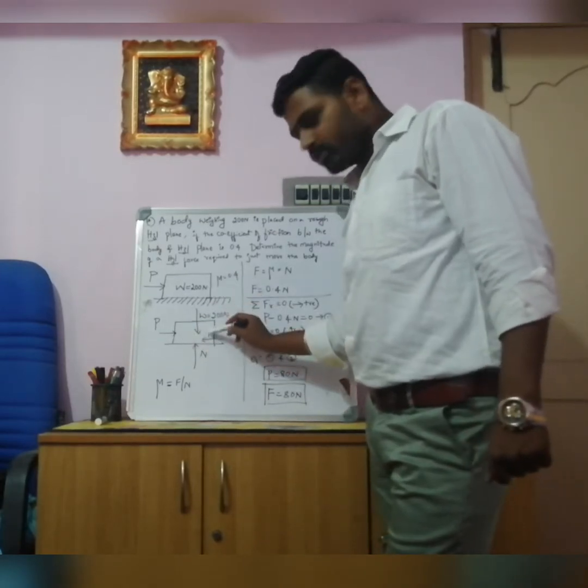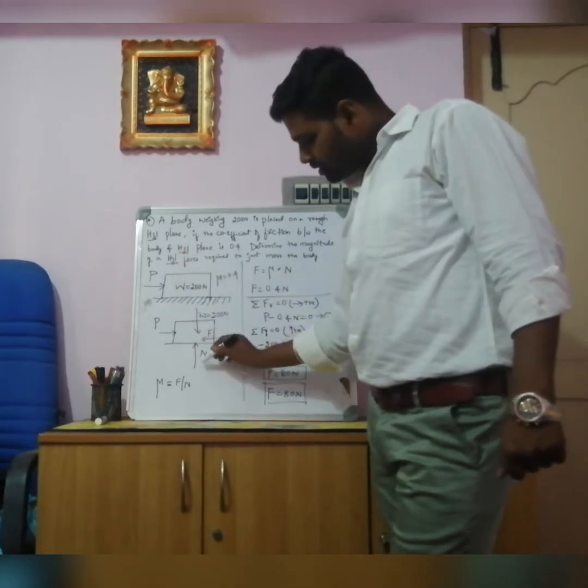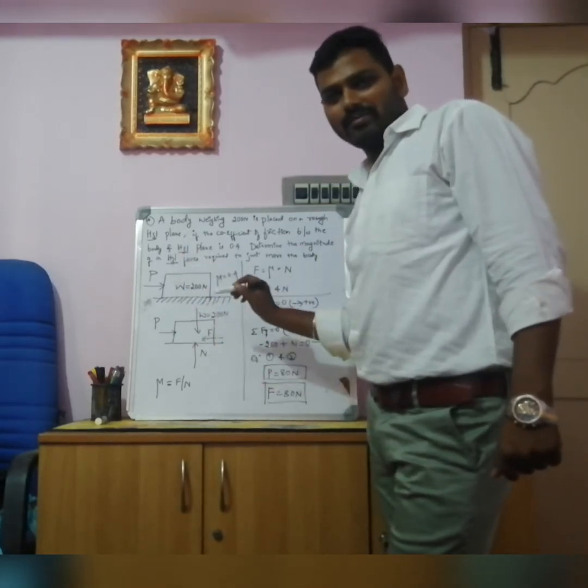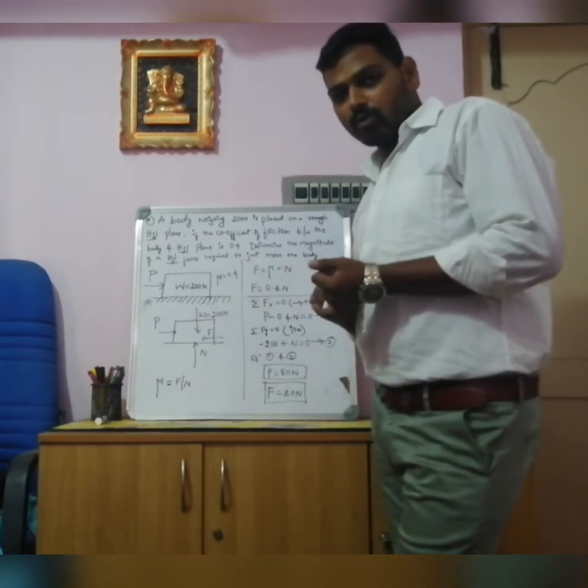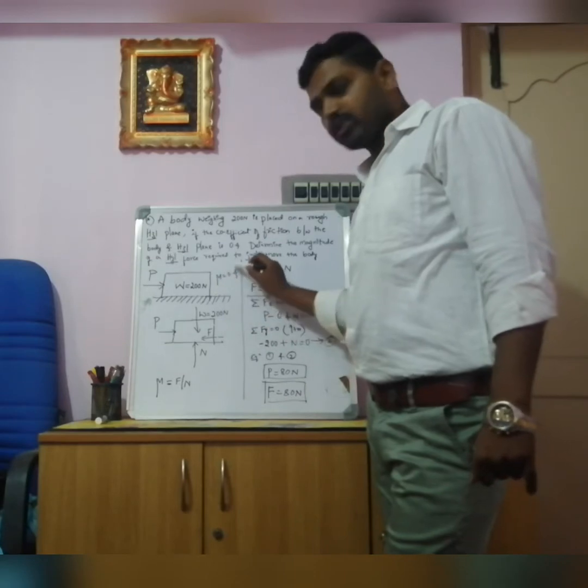Then vertically downward will be the self weight, and for equilibrium there is a normal reaction from the floor, N. Let us write the given data. We know W, and we know the coefficient of friction.